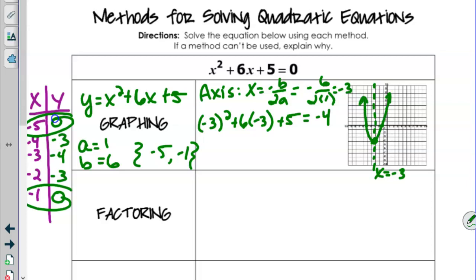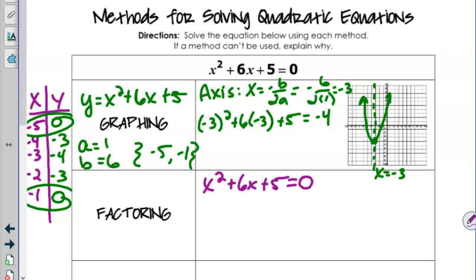We'll be okay with that one. We can also solve the same equation through factoring, so we're going to do that now. We have x squared plus 6x plus 5 is equal to 0.